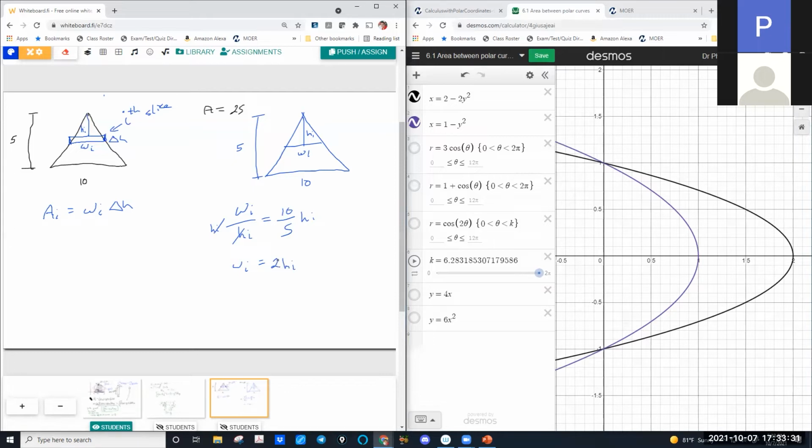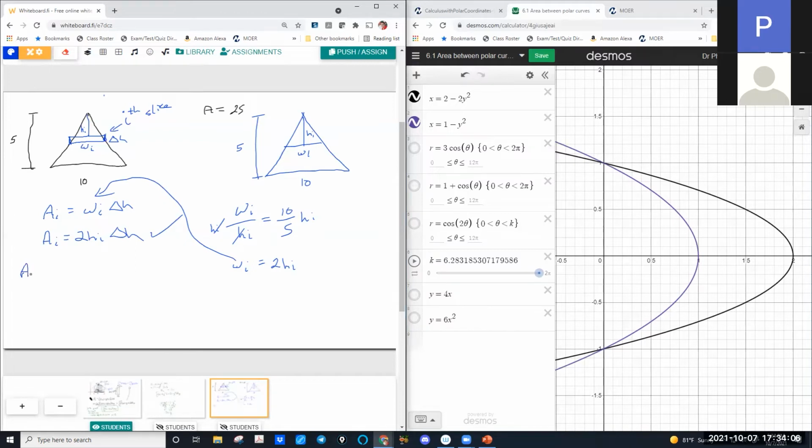Guys, like I said, as I'm going through this, feel free to ask questions. I know you saw this in the lesson, but this is important stuff, so I really want to make sure you feel comfortable. That is going to go in for that guy right there. So now A sub i becomes 2 H sub i delta H. We check the area of the ith slice. The variables are compatible. We're ready to go to our definite integral.